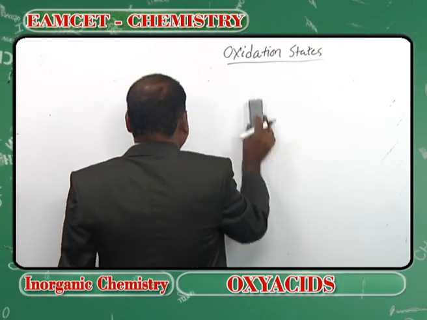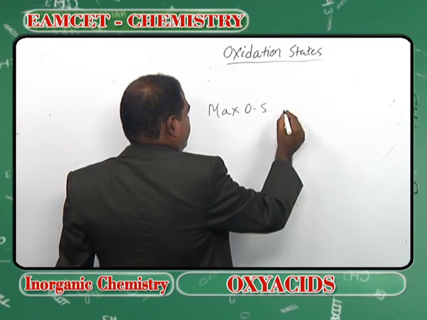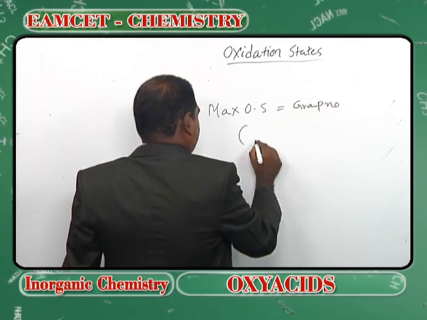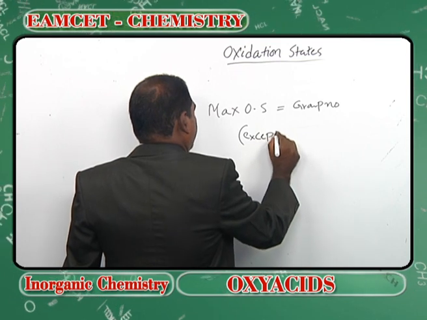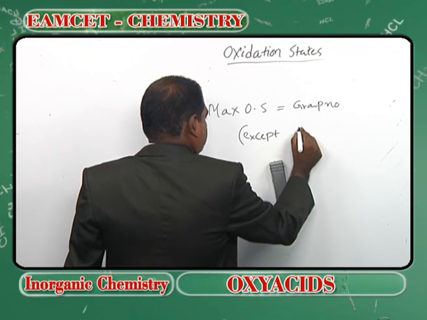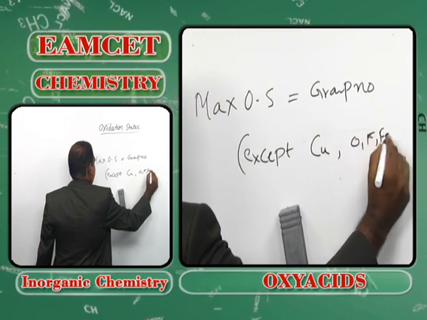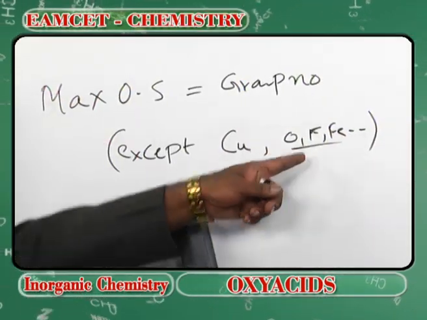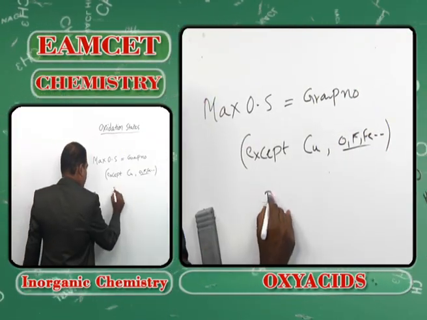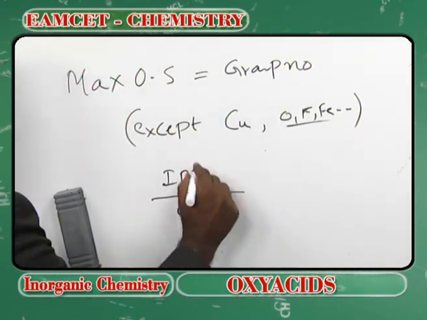And then, maximum oxidation state that could be taken by any element is equal to its group number. And for this rule, only copper is an exception. Copper is a very chief exception. Copper, Cu, is an exception. Oxygen, fluorine, iron to some extent. I am not writing big letters because I am not giving importance to them. Copper belongs to 1B of the periodic table. Copper, silver, gold, you will come across them in the D block.